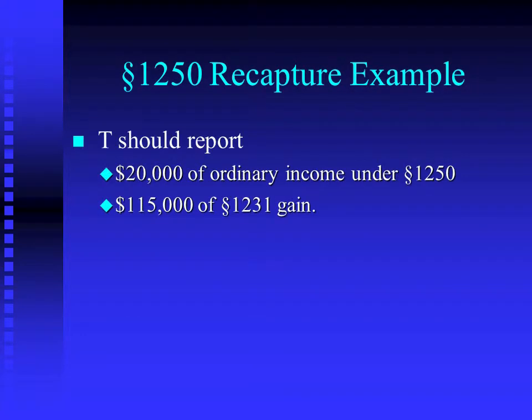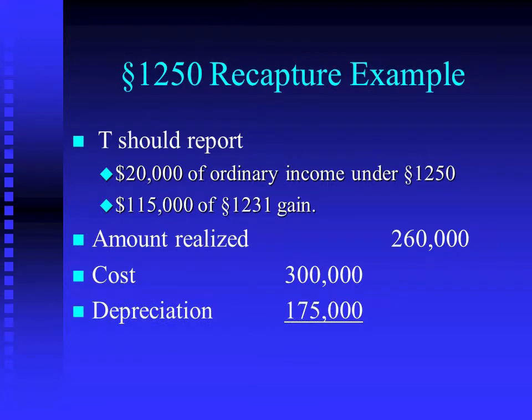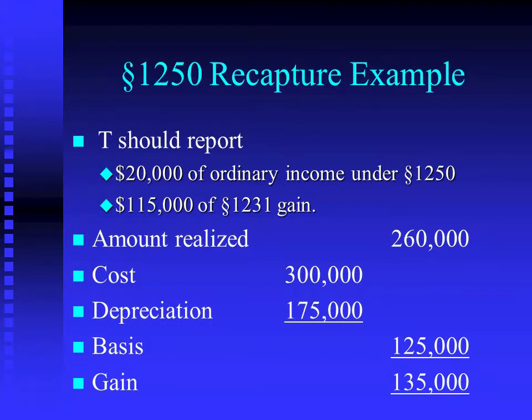So it's the same job as before, right? Here's our short answer up front. 20,000 of ordinary income and 115 of 1231 gain. To get there, we need our amount realized and our adjusted basis. And that gets us to a gain of 135. The difference between straight line and accelerated was 20,000. So that's why the 20,000 of ordinary income. The remainder of the gain is 115.